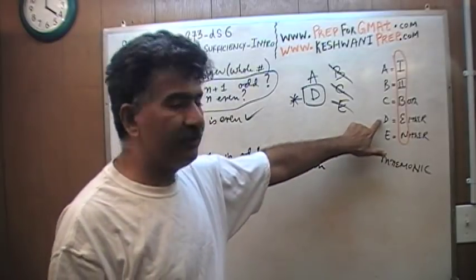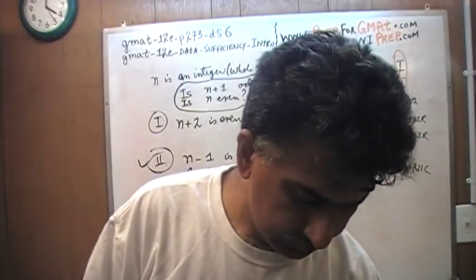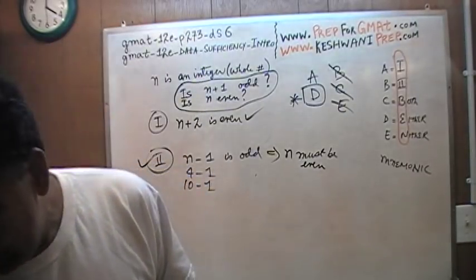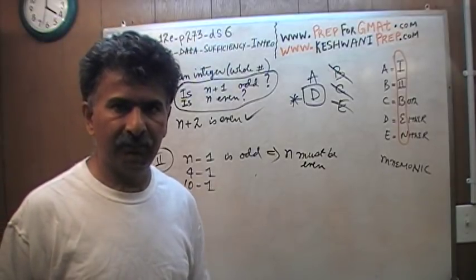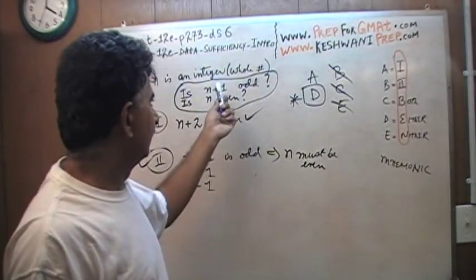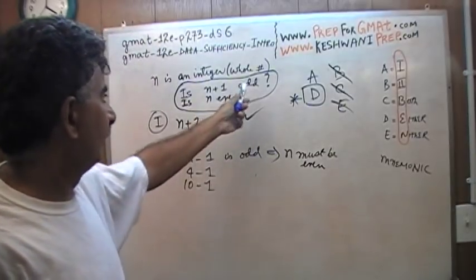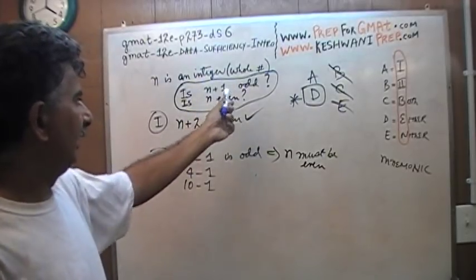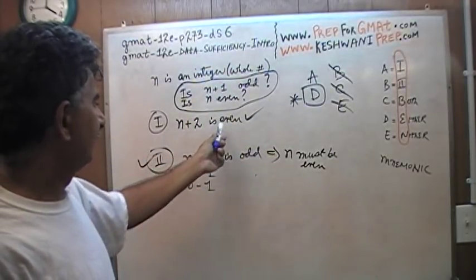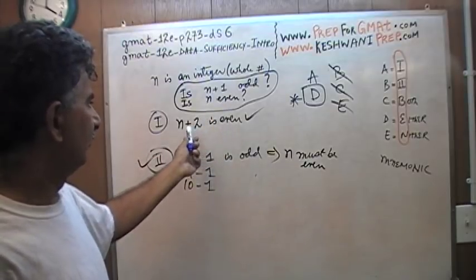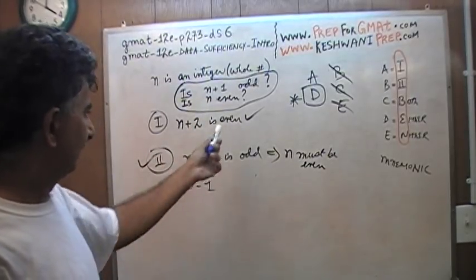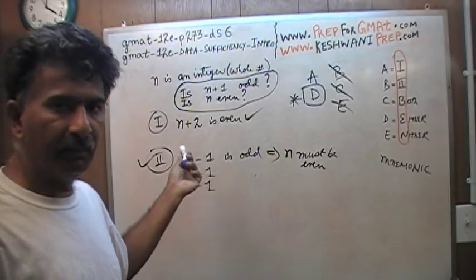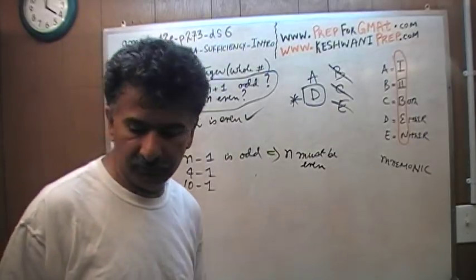D tells me that either of those two statements by itself is sufficient. So we can answer the question being posed, which is: is n plus 1 odd, if n is an integer? The answer is yes. Is n plus 1 odd is the same as asking, is n even? The first statement tells me that n plus 2 is even, so n must be even. If you add 2 to it, it remains even. The second statement tells me that when I subtract 1 from it, it becomes odd. Well, if it becomes odd, then it must be even. So that's also good. The answer is D.